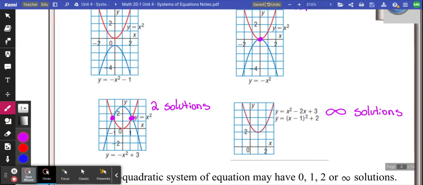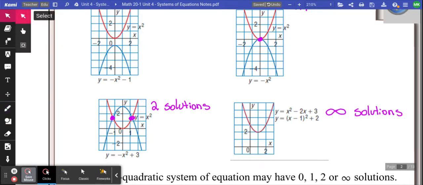So you can see we just have more scenarios that we're going to run into now that we're in Math 20-1 compared to Math 10C, which we only had 3 scenarios. Now we have lots of different scenarios. And that's because we now have quadratic functions which we can solve and mess around with. Cool.